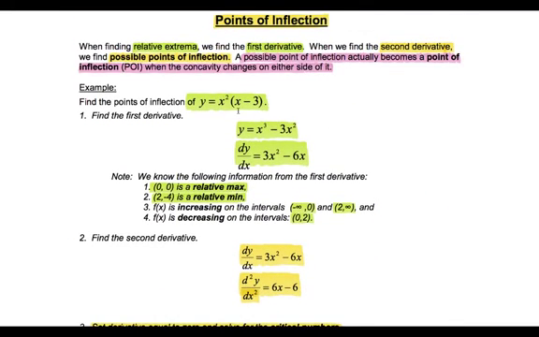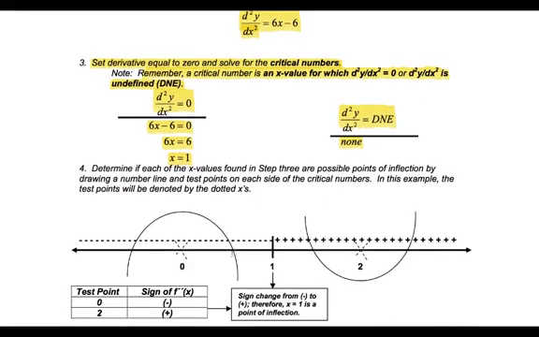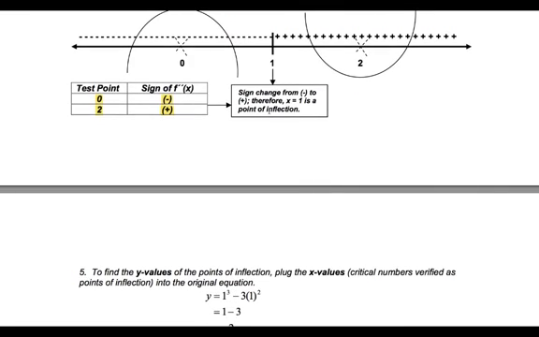Usually if you have your original function undefined at a value, by the time it gets to the second derivative it's still undefined there, and you'll have to test on either side of it because it's a vertical asymptote. So here we have 1. If I plug in 0 as my test point, I get a negative, concave down. If I plug in 2 as my test point, I get a positive value, so I get concave up. Okay, so now that I know that the concavity has changed, what conclusion can I make? Well, I can now say that 1 is a point of inflection.